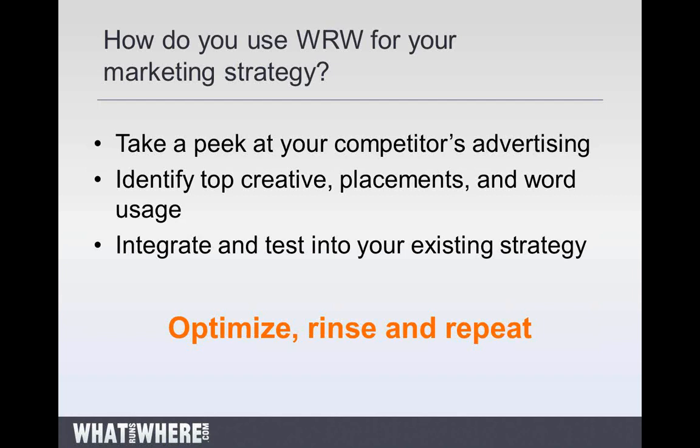So we have something called ad strength and prevalence. Both of these are scores that we give for creatives, placements, and words. So the higher the score, the better we think it's doing. So you can easily find top performing creatives and placements to test.